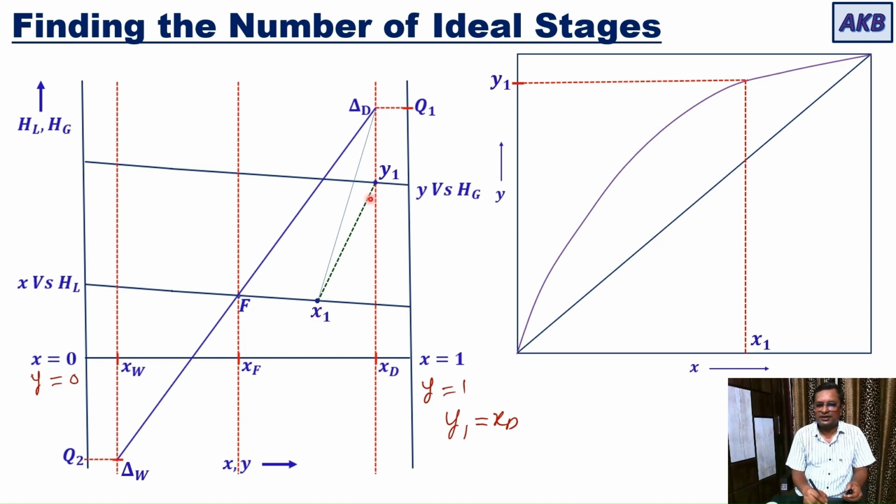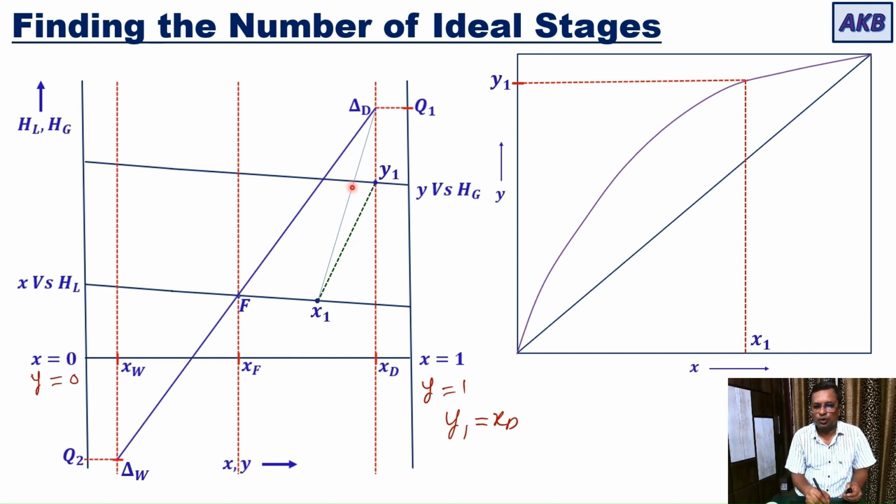Here I have done that with the help of a dashed green line. This will be the tie line. The endpoints of this tie line are x1 and y1, which are in equilibrium with each other. So, after you do that, the next task is to locate the point where the construction line intersects the upper curve.